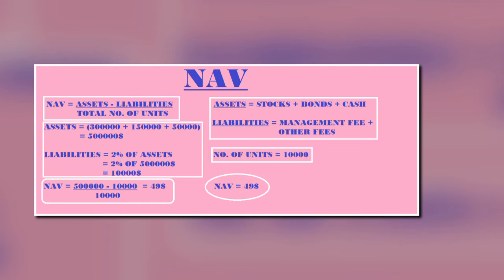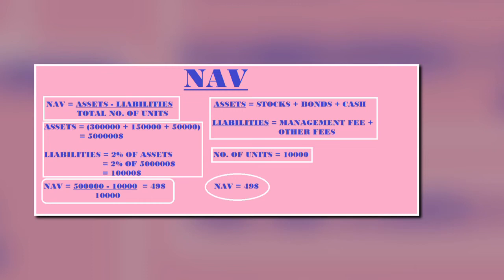So, now we have all of the three values required to calculate the NAV. Assets are $500,000, liabilities are $10,000, and total number of units is 10,000. Therefore, by using the formula we get the NAV as $49. So, whenever you buy or sell one unit of this mutual fund, you will have to pay $49.